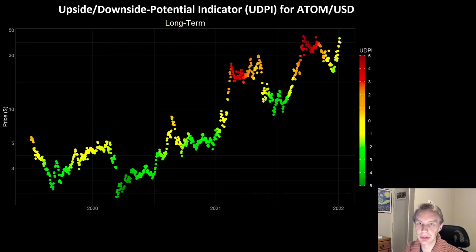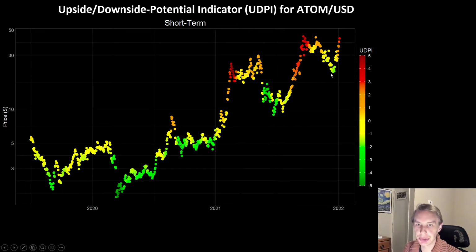But if we're interested more in a short-term question, then the better model to look at is not the long-term version of the UDPI, but the short-term version. And really what this version of the UDPI is better at picking up on is the shorter-term moves in the action. Basically, is Atom tapping out its more short-term upside potential, and might it need to stop and consolidate a bit before it can move back more to the upside? That's what this model is more geared to tell us.